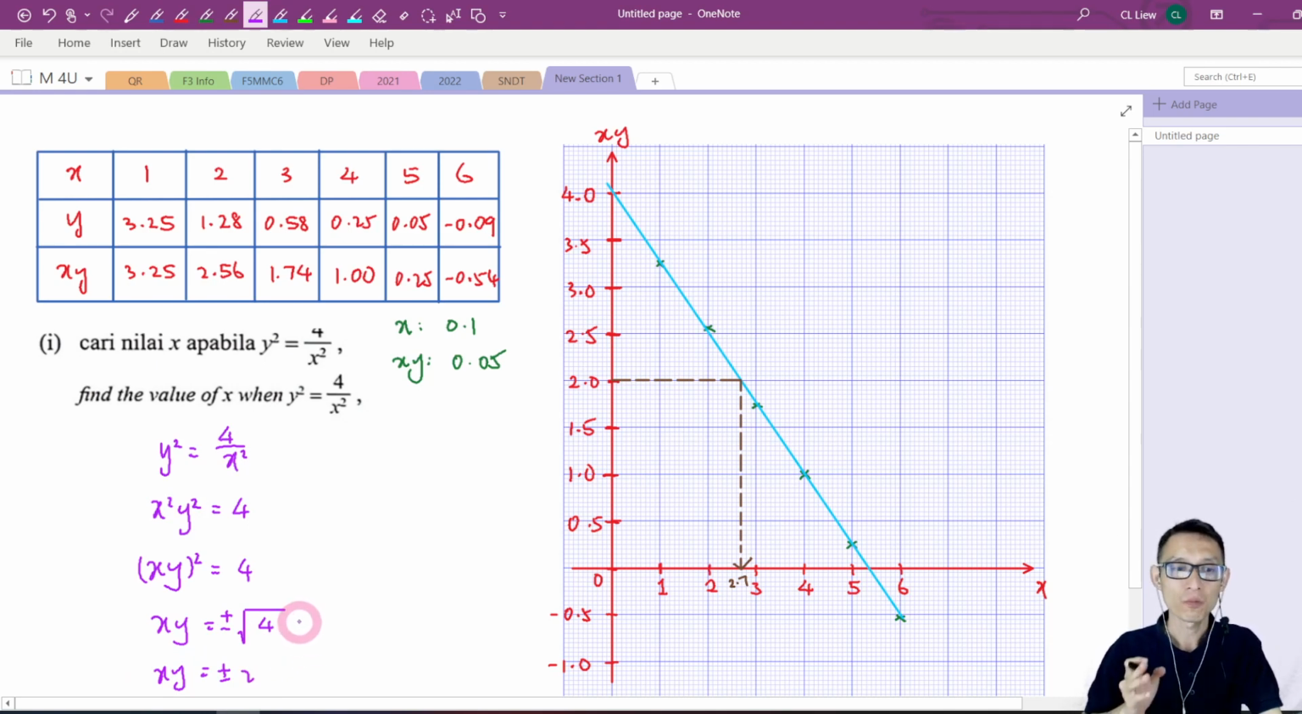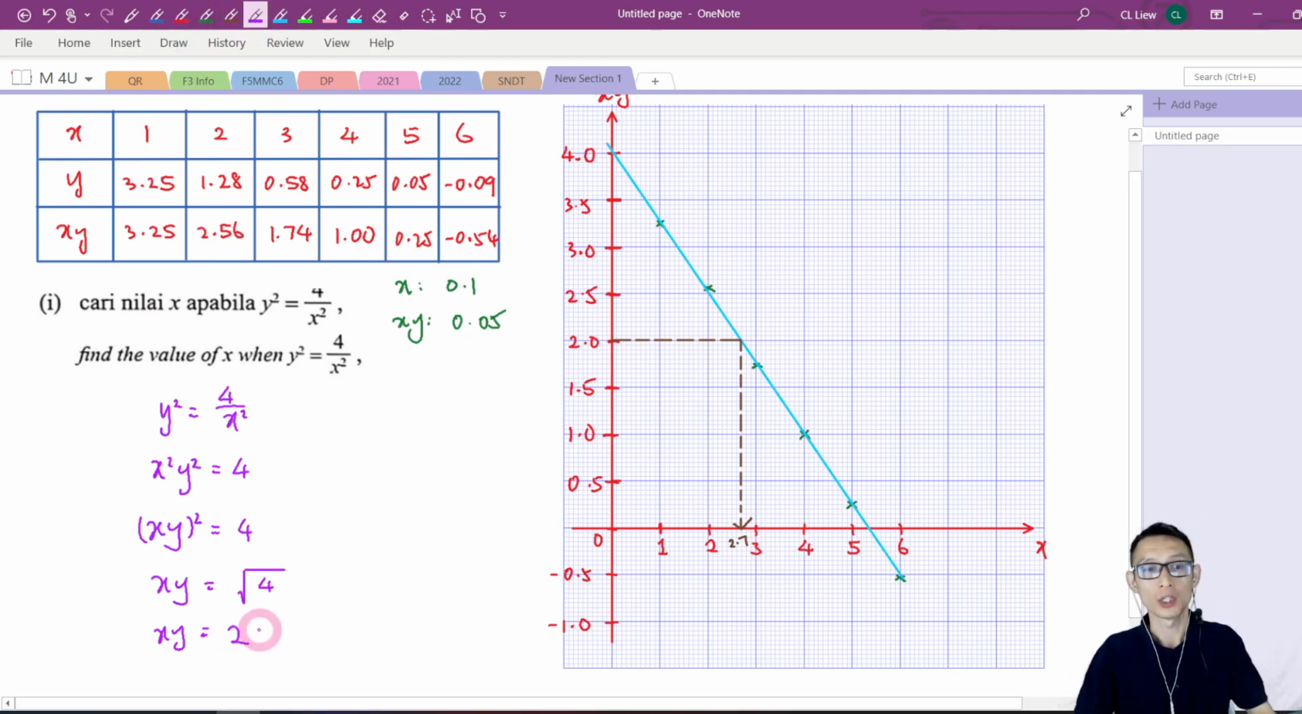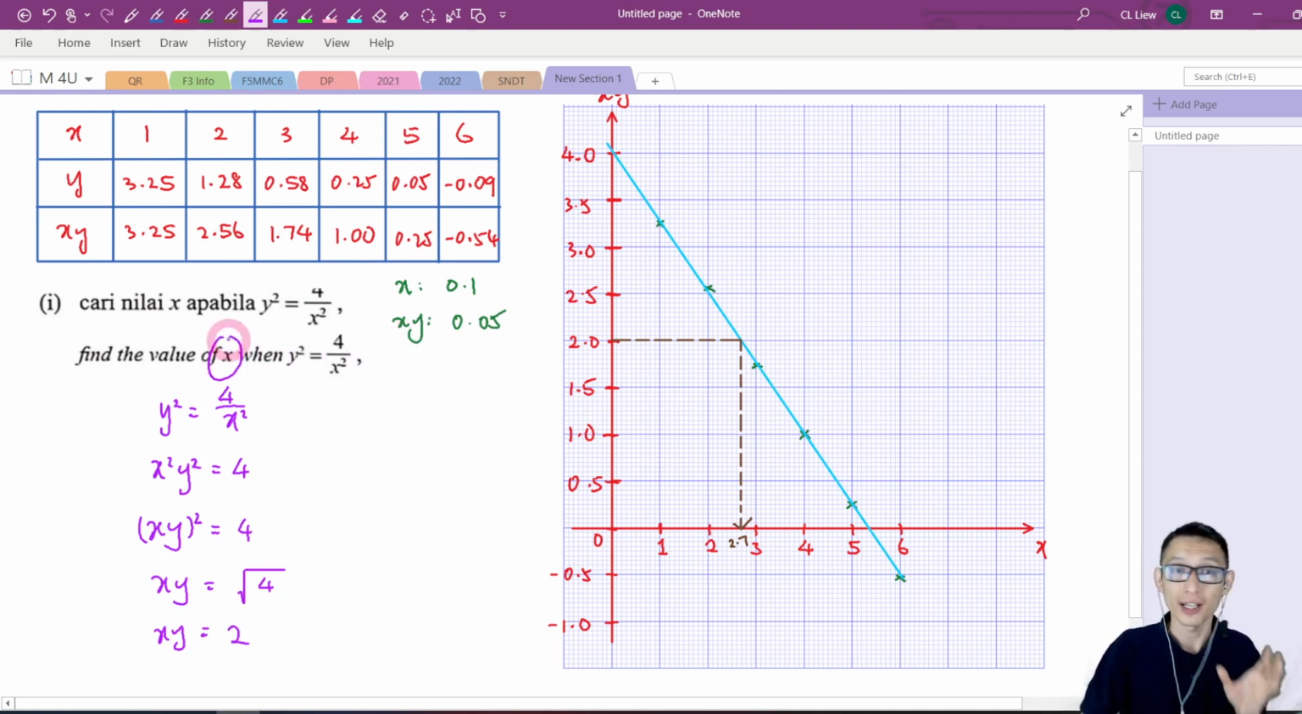But I think the question only wants you to take the positive one, because we cannot get xy negative 2 from our graph. So I will just take the positive one. Okay, xy is equal to 2. So when xy is equal to 2, what is the value of x? It means that our answer is over here.